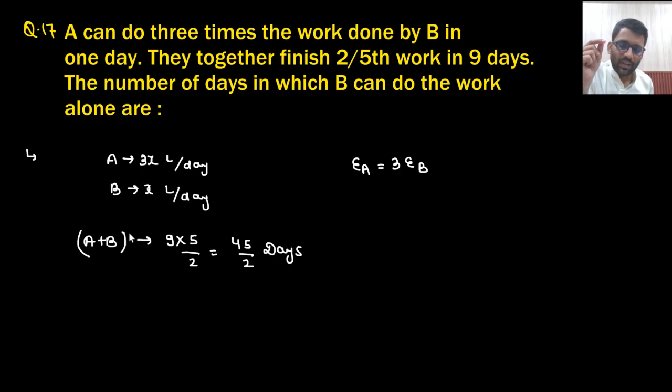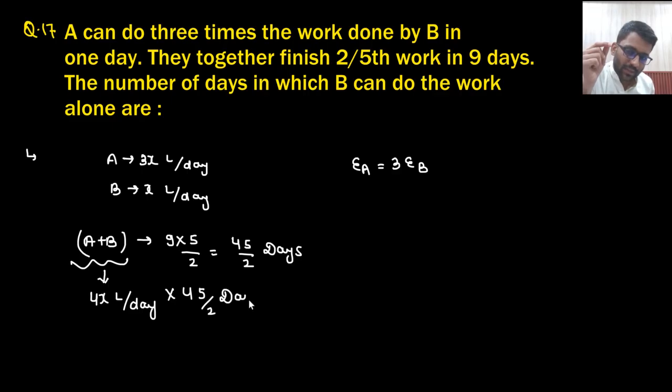So A plus B working together, that means 4x laddu per day were being eaten, and they were eaten for 45 by 2 days. That means what was the work? The work was eating how many laddus? 45 by 2 into 4, that is 90x laddu. So the work was eating 90x laddu.